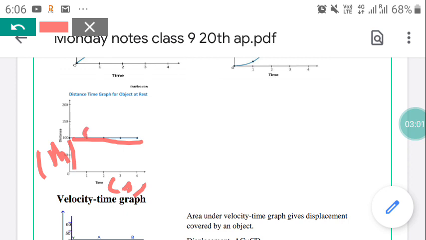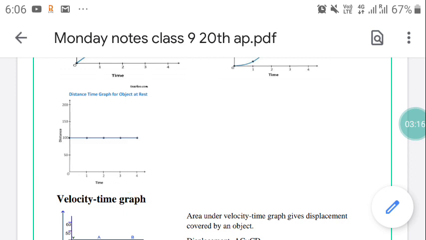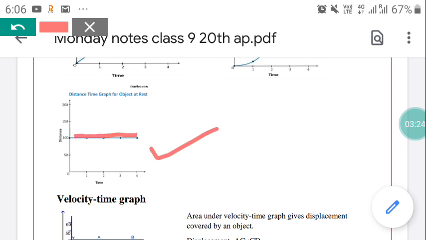At 1 second, distance is 100 meter. Then after 2 seconds, distance still remains 100 meter. Third, 100. Fourth, 100. So if you join all these points, it will come a straight line, like it is represented or drawn here. It is parallel to the time axis.